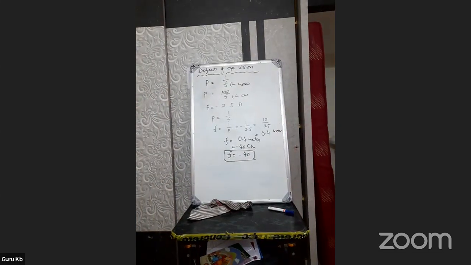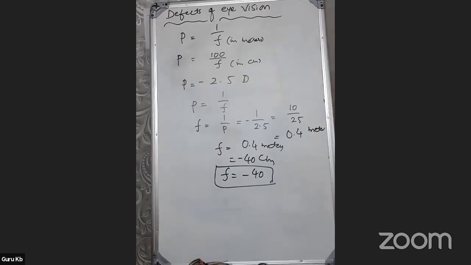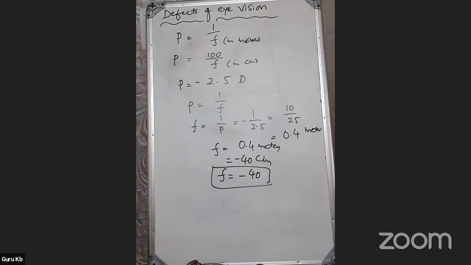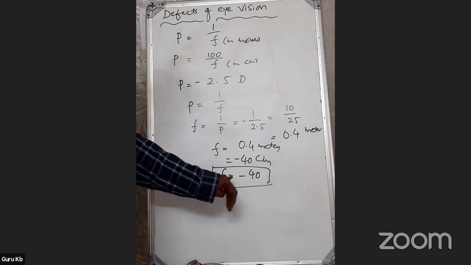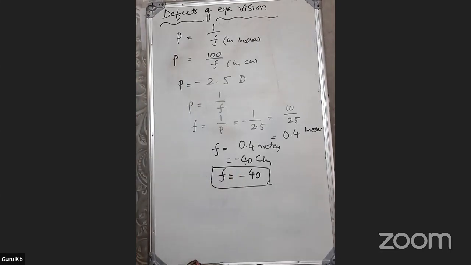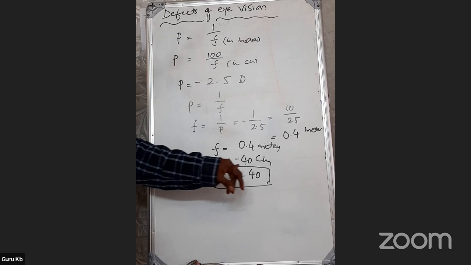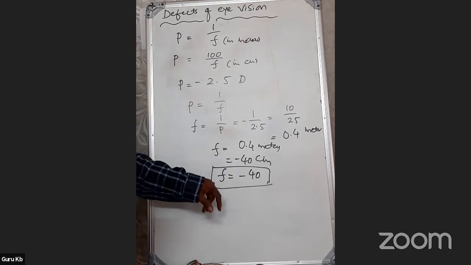Let me zoom it. Yes, is it visible now? I think so. Yes, the minus indicates the concave lens. So the doctor prescribing a concave lens means the person has myopia. To correct the myopia, he has suggested a lens with 40 centimeter focal length.